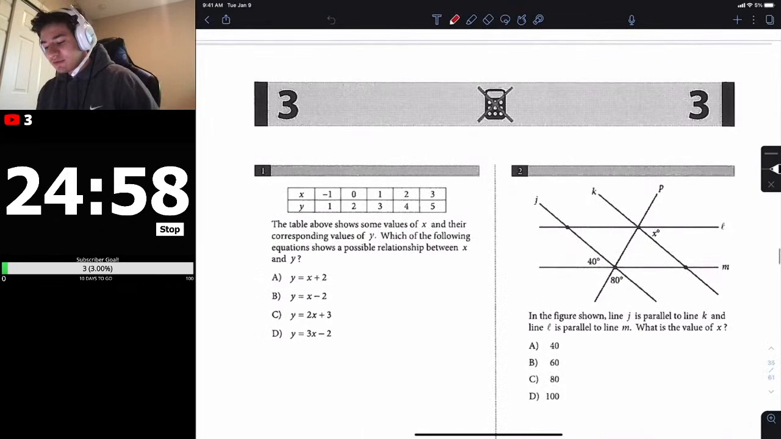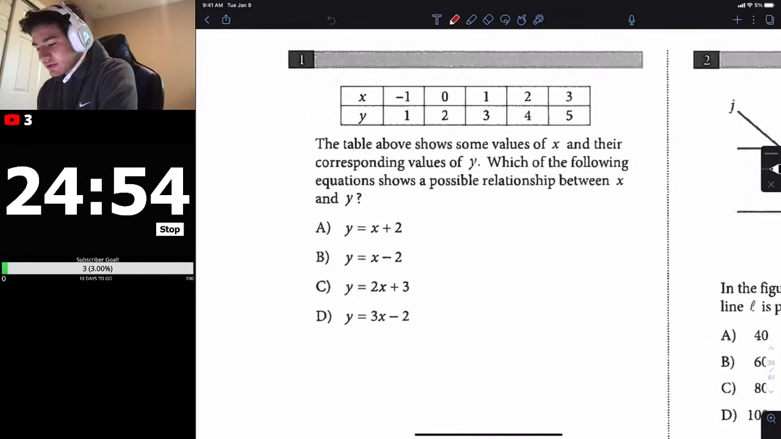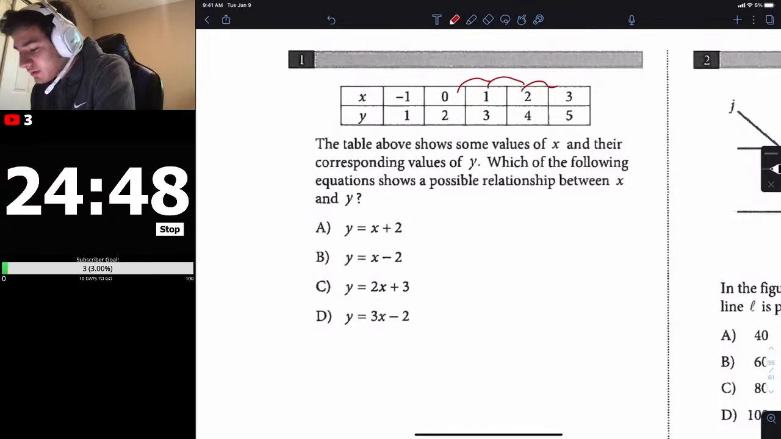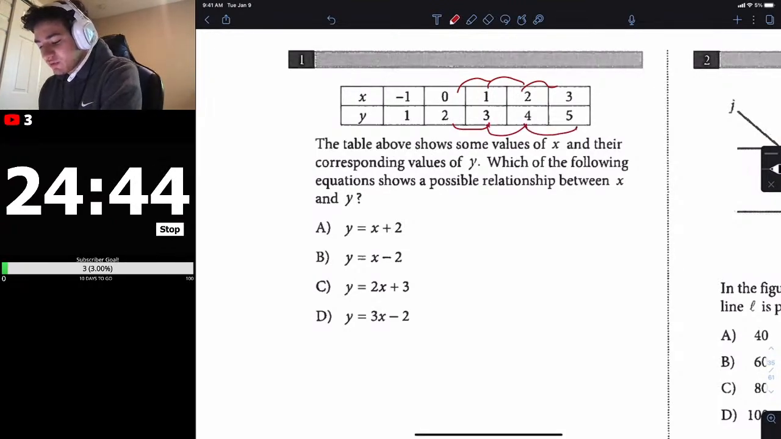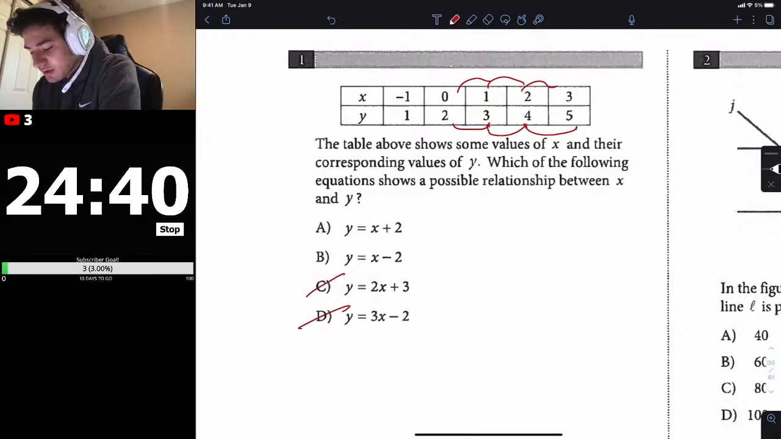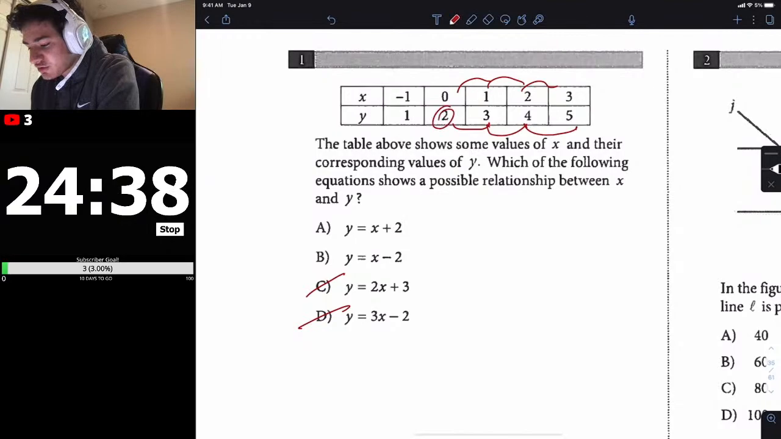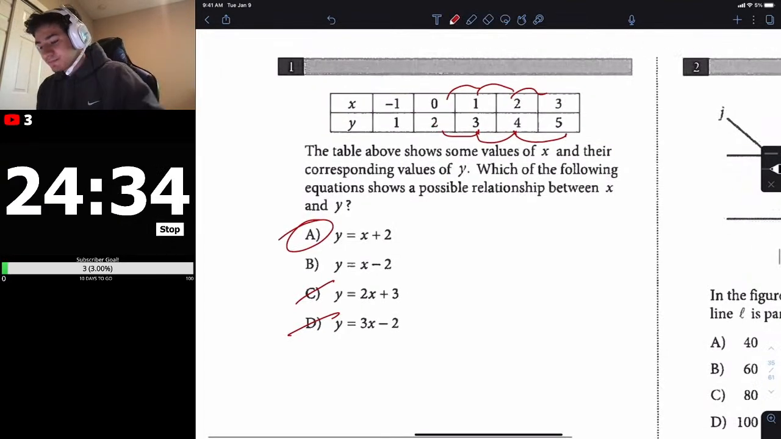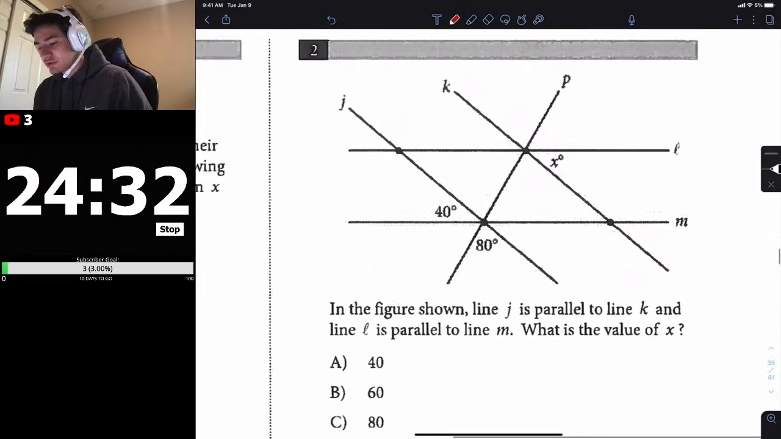The table above shows some values of x and their corresponding values of y. Which of the following shows a possible relationship? Okay, so I see that every time the x values go up 1, we go 1, 1, 1, which means that the slope is going to be 1, so it's not C and it's not D, because m represents our slope. And then the y-intercept is 2 because that occurs when x equals 0, so the answer is going to be A.